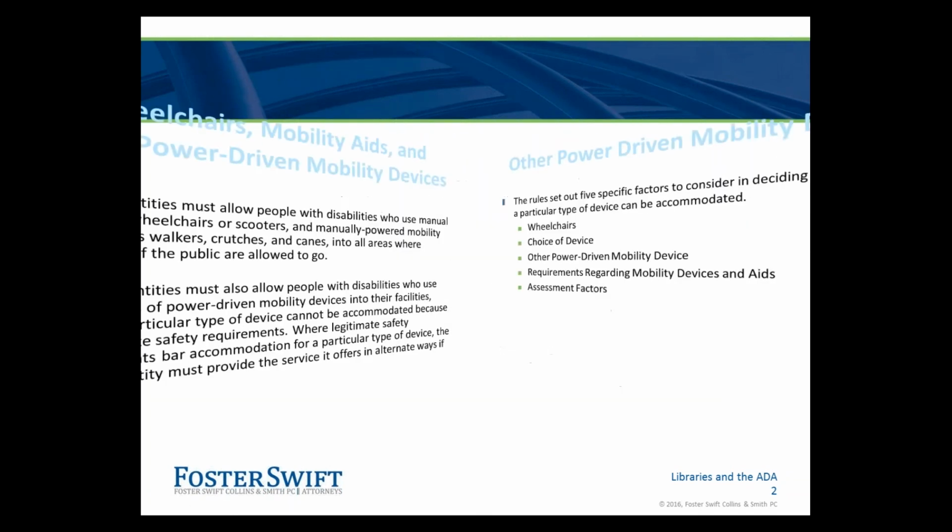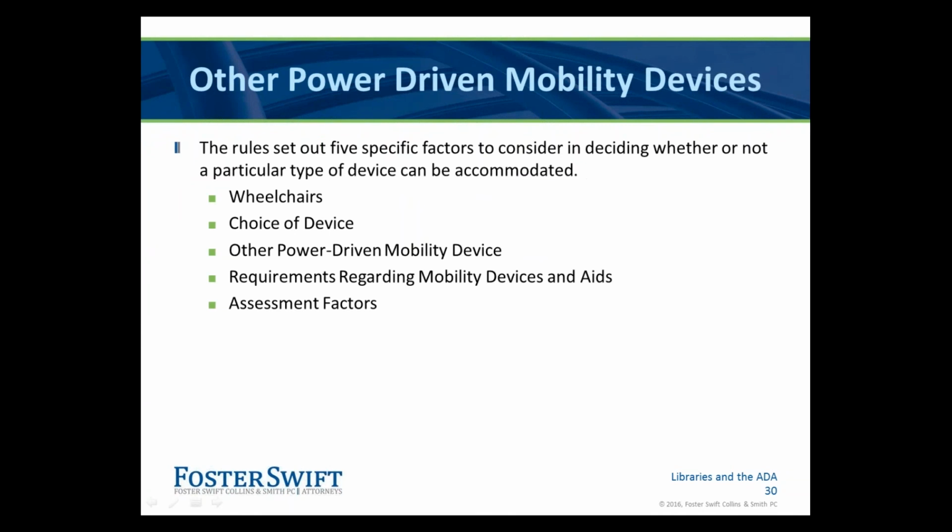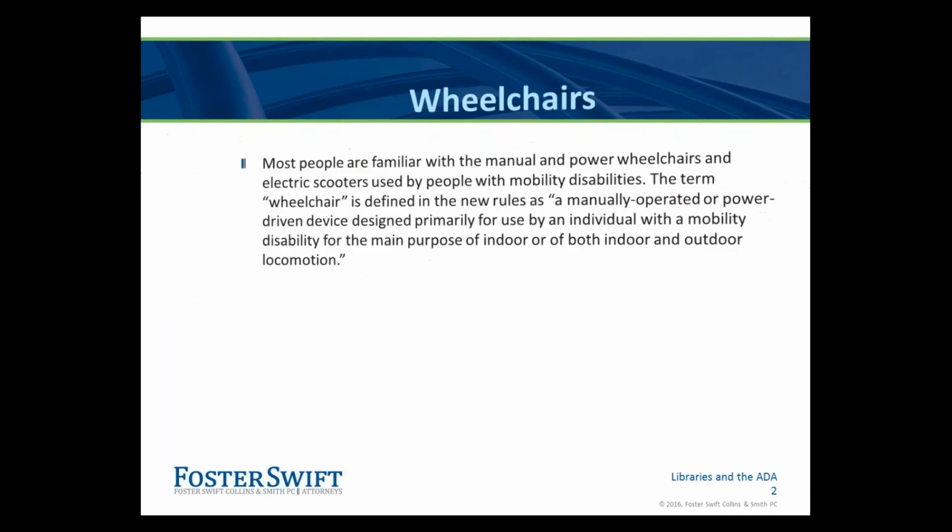The rule sets out five specific factors to consider in deciding whether or not a particular device can be accommodated. First of all, what type of wheelchair is it, what is the choice of the device by the patron, and what other powered mobility devices may be accommodated. These are some of the assessment factors that you're going to have to consider in whether a particular device may be accommodated.